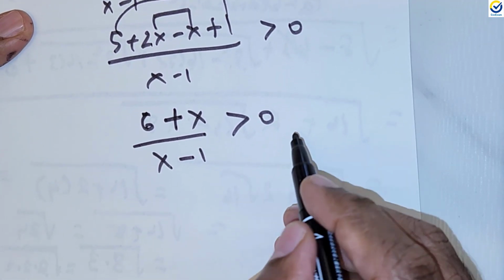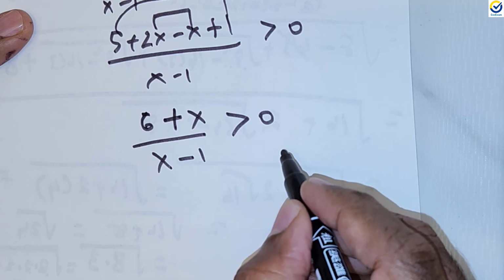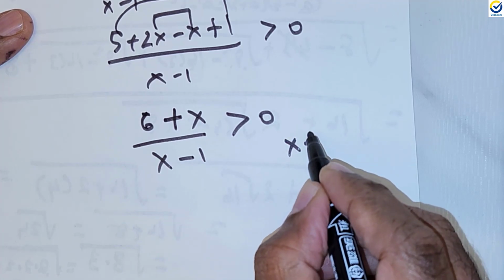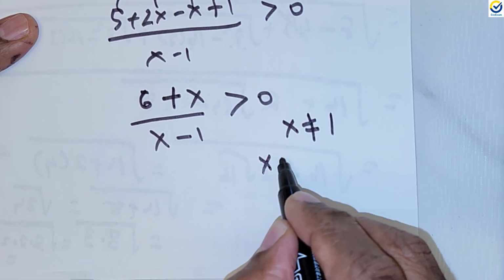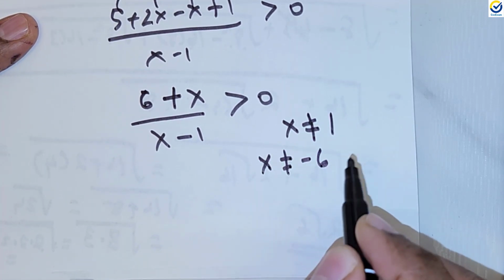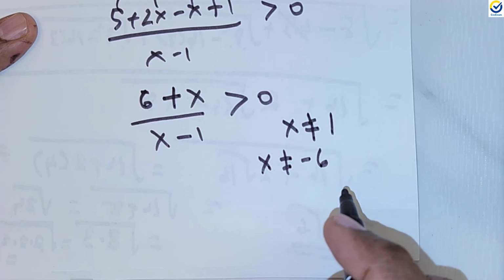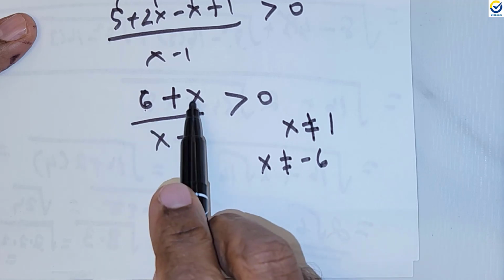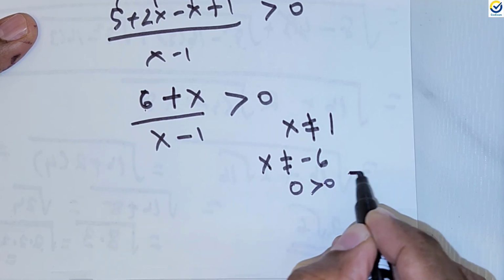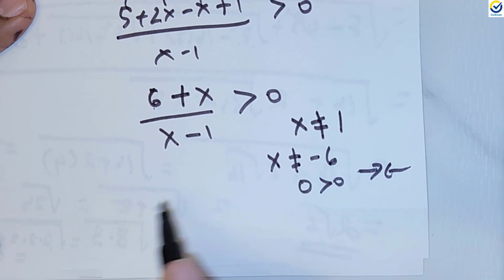Now clearly, for this inequality to hold good, x cannot be equal to 1. That is one situation. The next is that x cannot be equal to −6. Why? If x were −6, you would have 6 − 6, which means 0 greater than 0. That's a contradiction, so we need to avoid that.